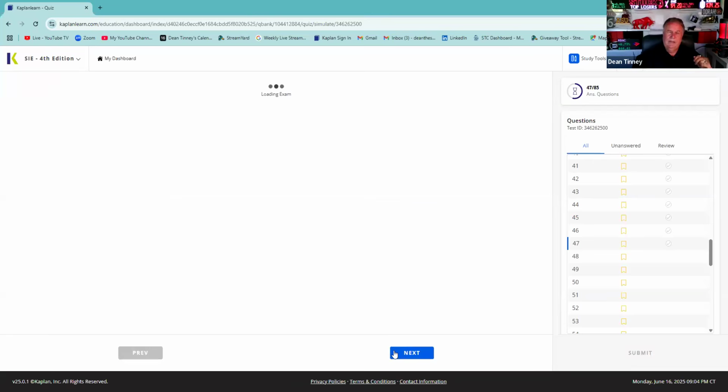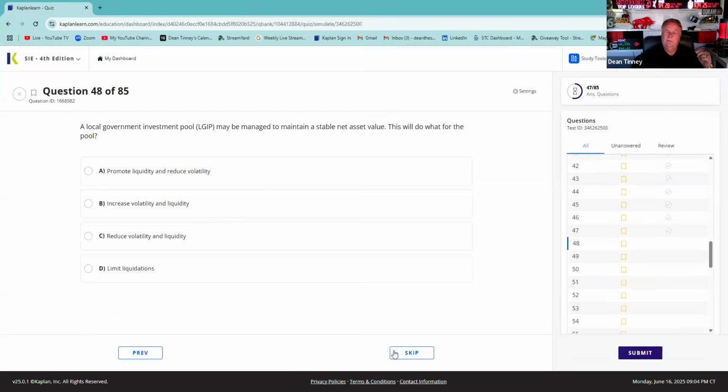Boom. Local government investment pool may be managed to maintain a stable net asset value. This will do what for the pool? Well, what's the purpose in a money market fund or an LGIP of fixing the NAV at $1? Reduce the volatility. Yeah, that's right.